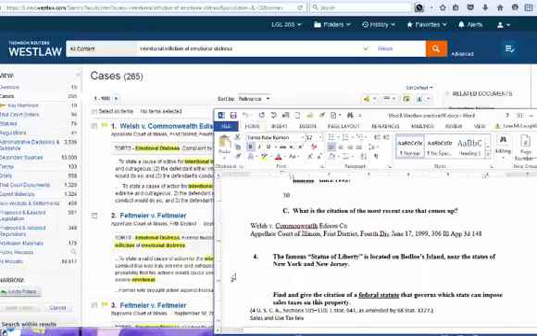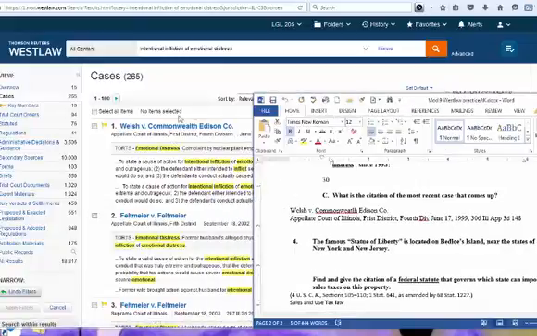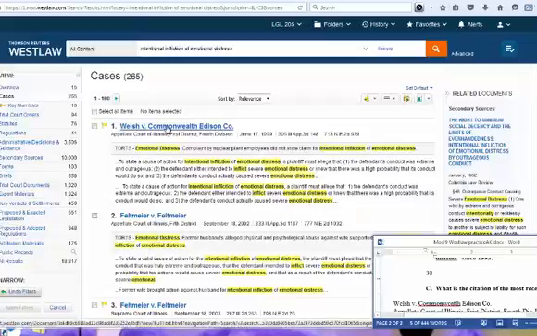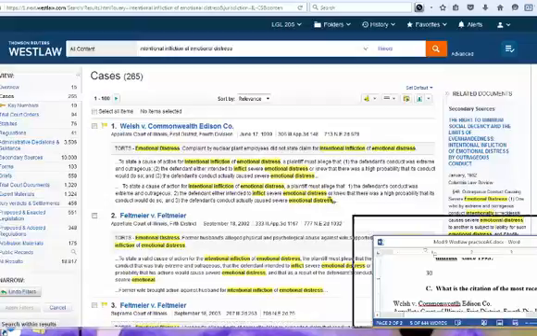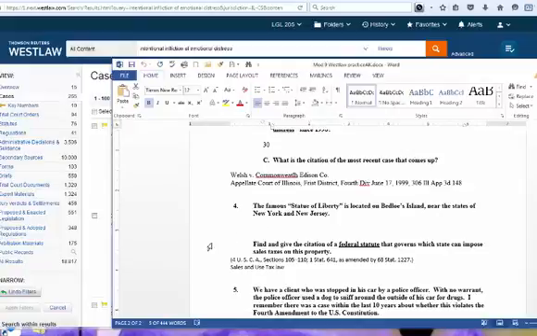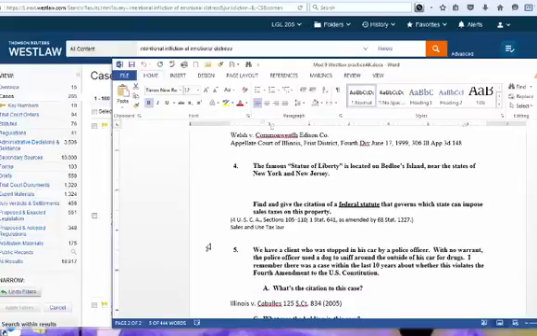Next question, what is the citation of the most recent case that comes up? And we're going to look over here. It's that Welsh Commonwealth, this case right here. This Welsh Commonwealth Edison. All right, moving on. This was a funny one.